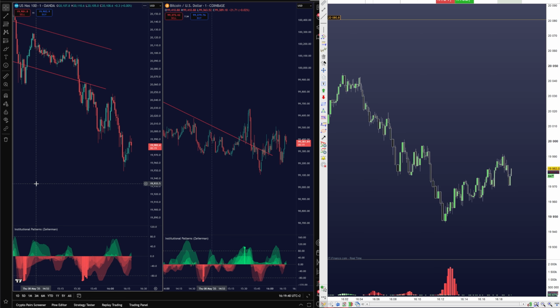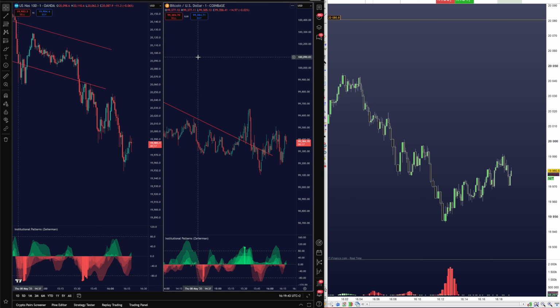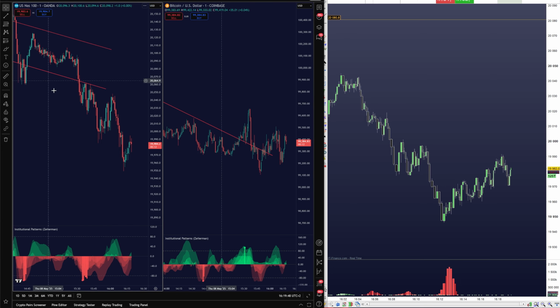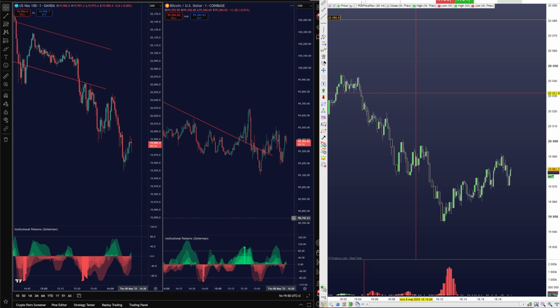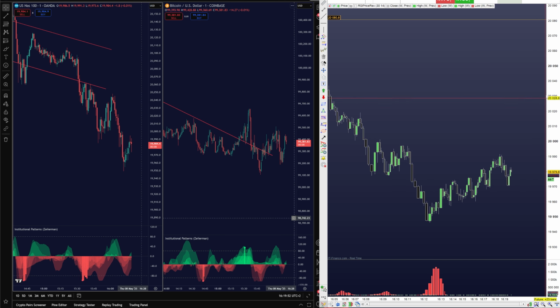We are trading Bitcoin. 1 minute chart. This is Bitcoin 1 minute chart. We are having Nasdaq 1 minute chart. This is Nasdaq 144 ticks chart.